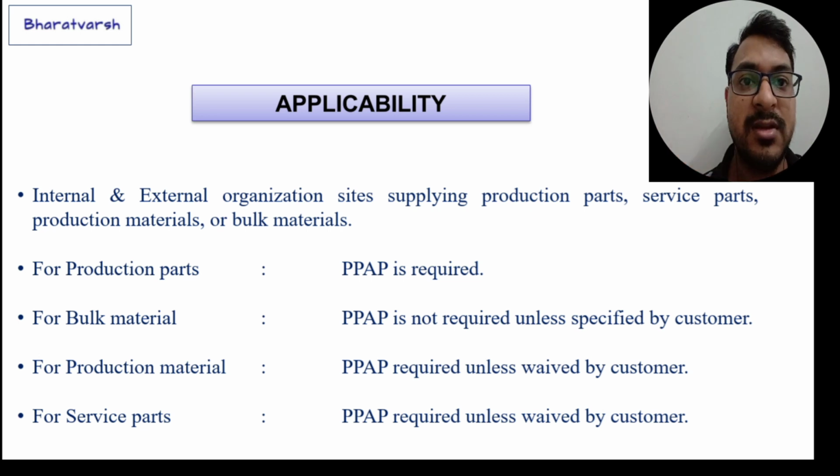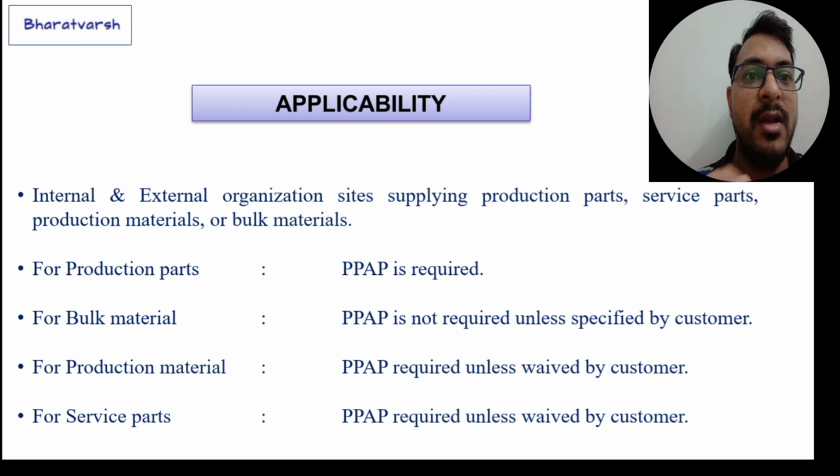Production parts we have already discussed. Production parts are those types of parts which are to be manufactured at the production site, at the supplier end or any other organization end, while using production tooling, production fixtures, processes, operators and environment. For bulk material, PPAP is not mandatory unless specified by the customer. Bulk materials are those types of material which don't have any dimensional specification, but are in the form of solid, liquid or gas, such as adhesives, sealants, top coats, lubricants, etc.